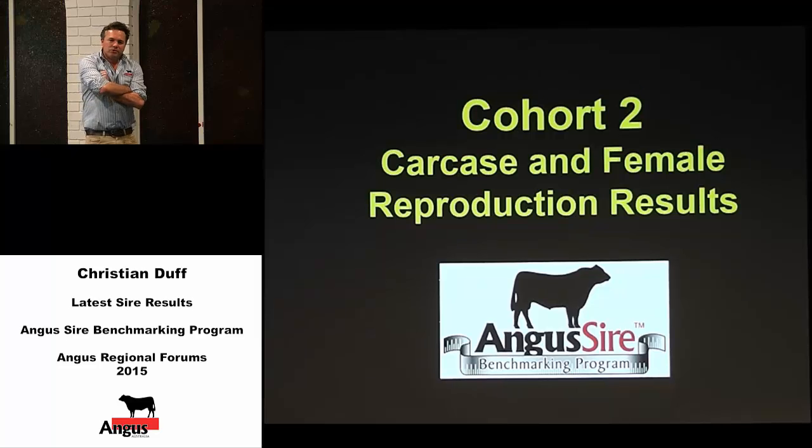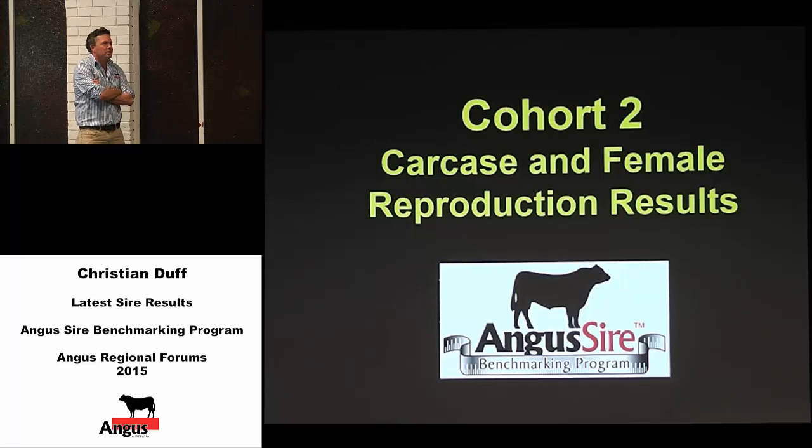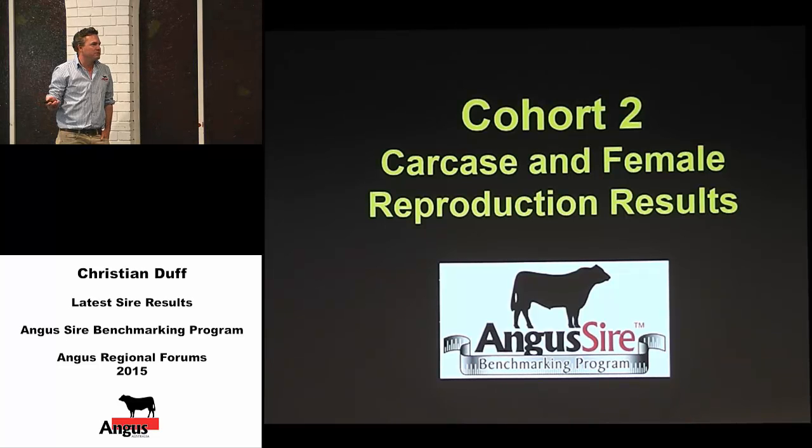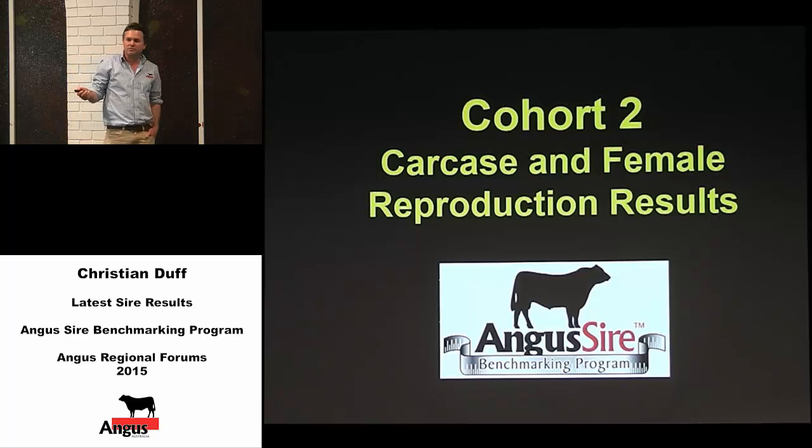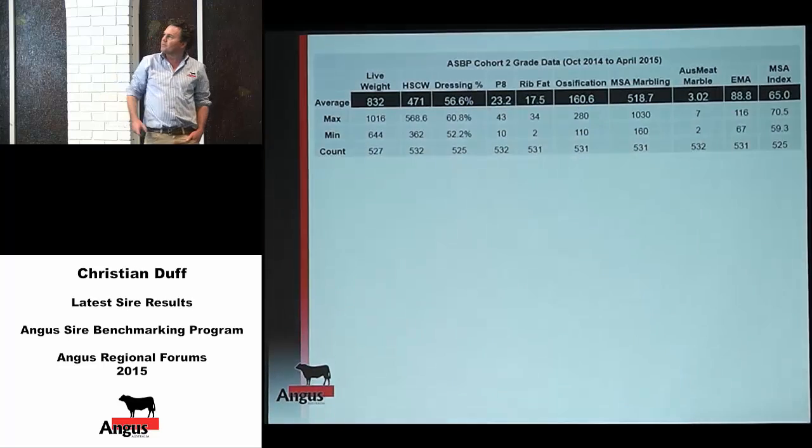Okay, let's focus a bit more on the cohort 2 carcass and female reproduction results. This is focusing on those 47 sires that were included in that particular cohort. It's the newest information. It's been through replant, we went through the run we just did, the additional June run, which hopefully you're aware of. And of course some changes. Bulls went up, bulls went down, some stayed the same, but hopefully you've taken notice of that.